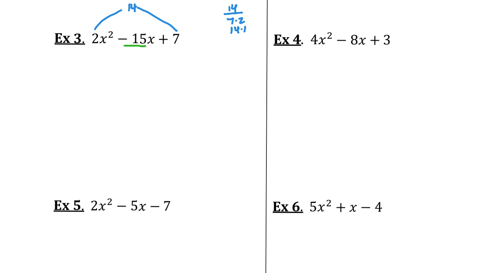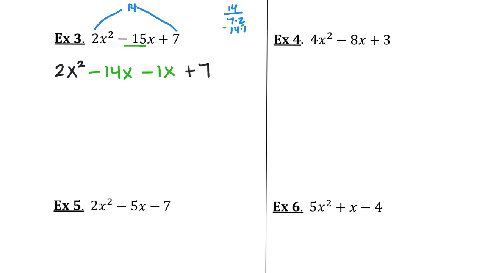14 plus 1 is the closest because that's positive 15. To make it add up to negative 15, I'm going to make it negative. So 2x to the second is the same. I'm going to split the 15x into minus 14x minus 1x. And I'll bring down the plus 7. Okay, I'm going to group it.